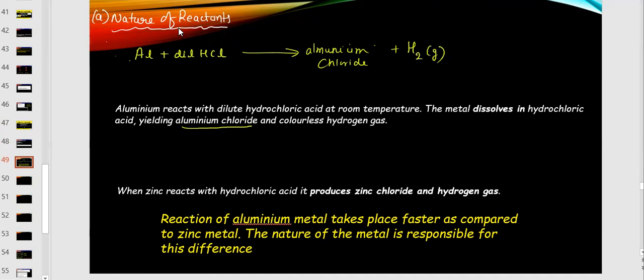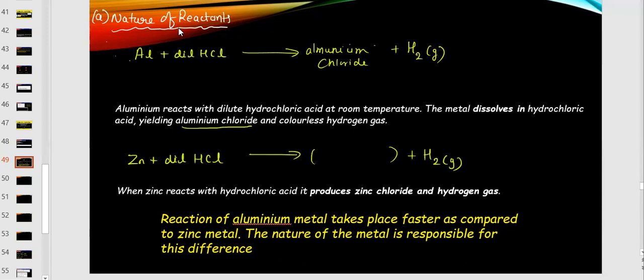Let's see the second reaction here. When zinc is reacted with hydrochloric acid, it will produce zinc chloride, and it will also give you hydrogen gas. So both the reactions are giving you some product. We are not talking about that product. We are now talking here about the hydrogen gas. Both reactions give you hydrogen gas.